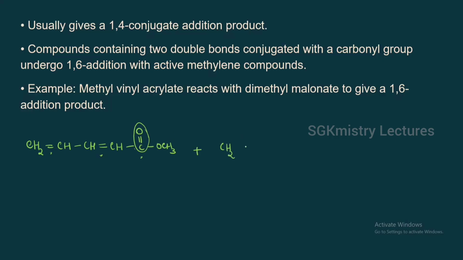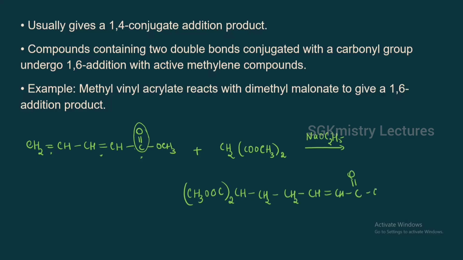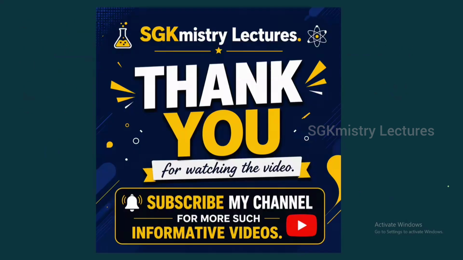So if you treat it with CH2(COOCH3)2 in the presence of a base, let us take ethoxide ion, that is sodium ethoxide, you're going to get (CH3OOC)2CH-CH2-CH2-CH=CH-COOCH3. So 1,6 addition products are obtained when methyl vinyl acrylate reacts with dimethyl malonate, and you're going to get this particular product. I hope this particular video is useful.